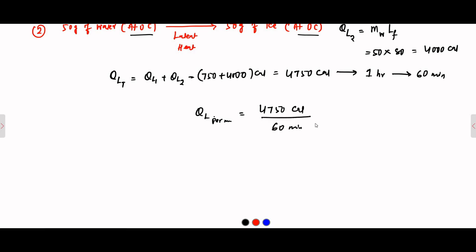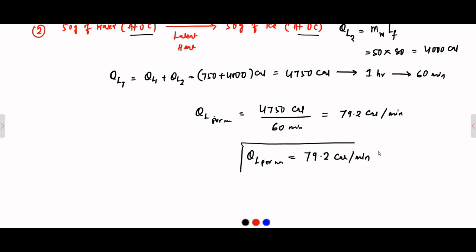So it is coming around 79.167, so it's 79.2 calories per minute. Okay, this is the heat loss per minute. So the heat loss per minute is equal to 79.2 calories per minute. Okay, so this is the final result.